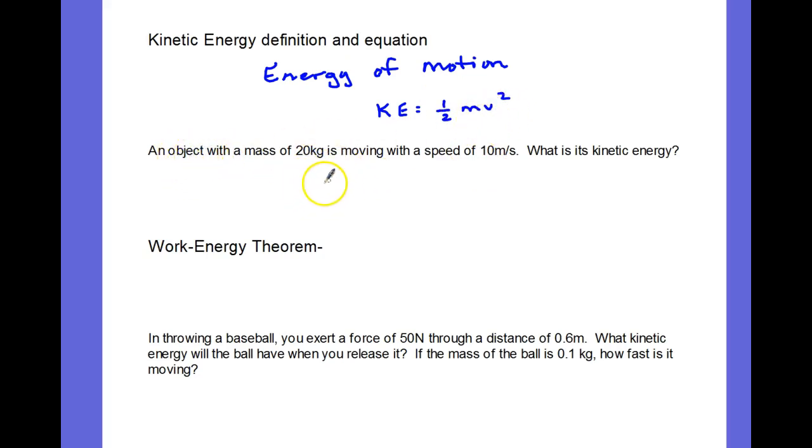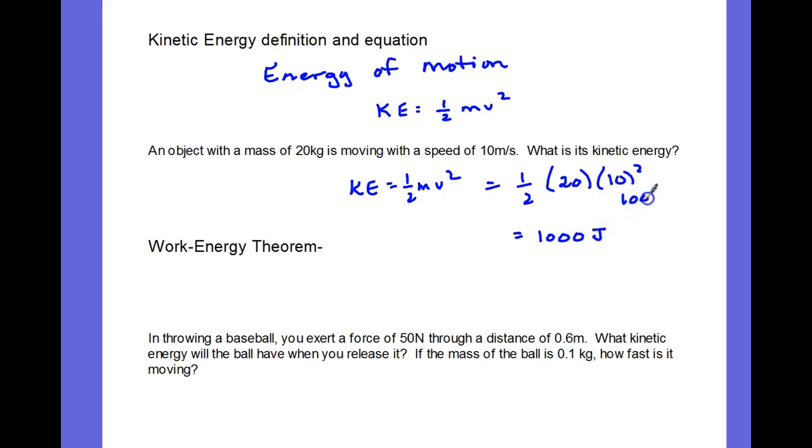An object with a mass of 20 kilograms moving with a speed of 10 meters per second. The kinetic energy, let's write that formula even if we just did, because that's what you're supposed to do, equals 1/2, and the mass is 20, and the velocity is 10, and that's squared. 10 squared is 100. 100 times 20 is 2,000, and half of that would be 1,000. And so the kinetic energy would be 1,000 joules.